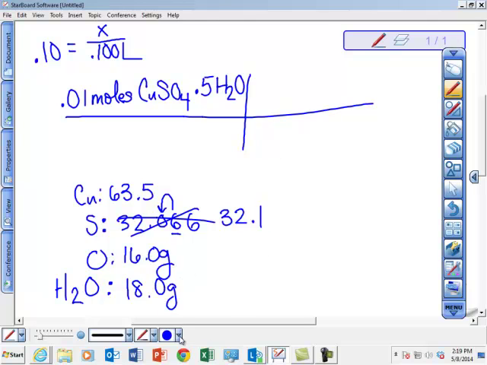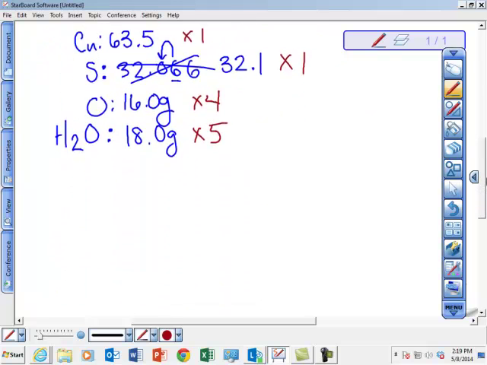Alright, now let's look at the quantities, how many we have. How many coppers do you have? Just 1, so I'm going to multiply that by 1. How many sulfurs? Just 1. How many oxygens just here, not the water, just here? 4. And then everyone, how many waters do you have? 5. There you go. So multiply these through, add it up, and let's check your work, okay?